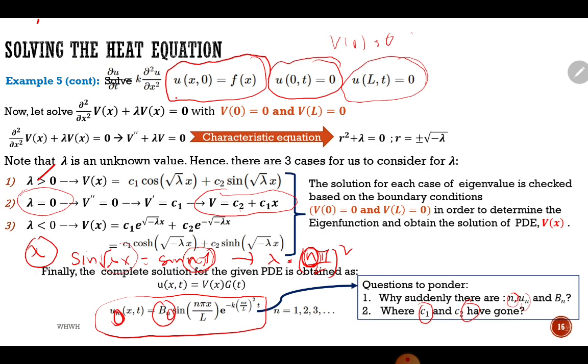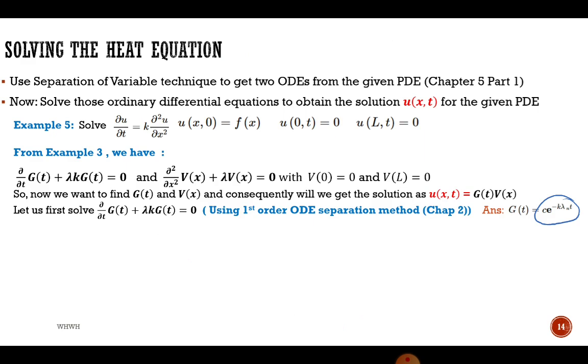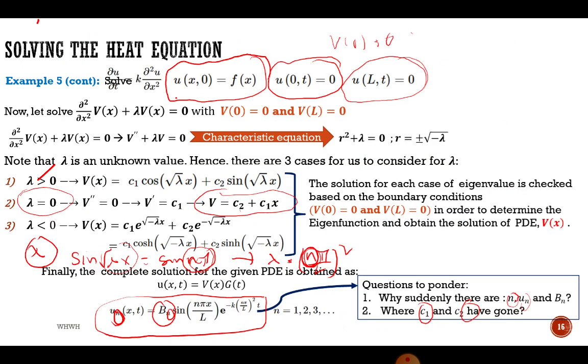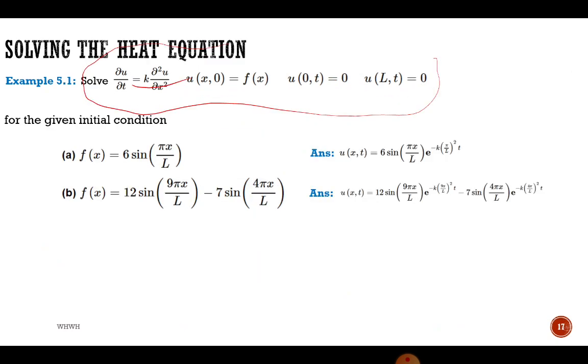Dan sebenarnya kalau dalam example 5 sebelum ni, we have utilized the initial condition given, u(0,t) equals to 0, and the boundary condition u(L,t) equals to 0, but we haven't talked about this yet. Betul? u at 0 = f(x). Bila nak guna benda ni is here in example 5.1, we have u at 0 equals to f(x).